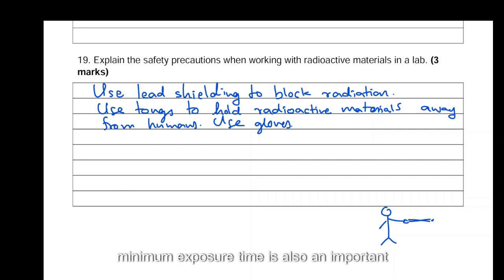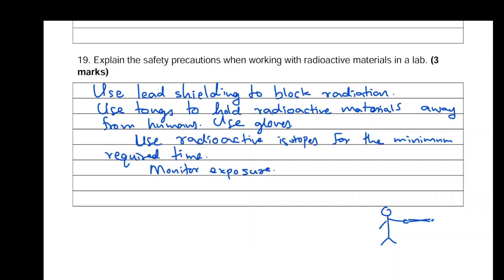and minimum exposure time is also an important thing, because you don't have radioactive materials lying around, doing experiment and then keep it on the side like that. You use it for the minimum required time. Also, we can monitor exposure. That's another important thing we can do. So 3 marks, a couple of these things will get you the 3 marks.